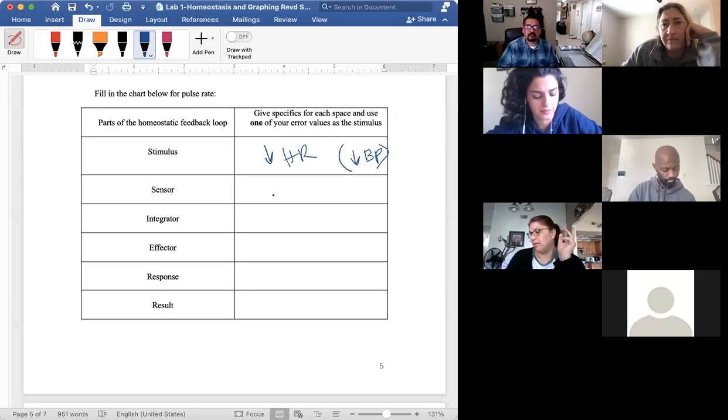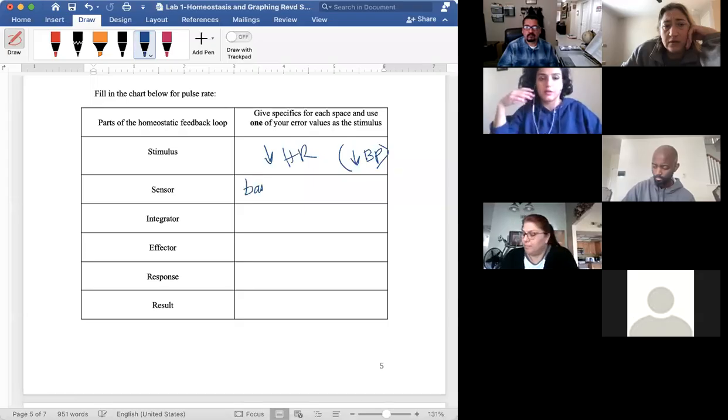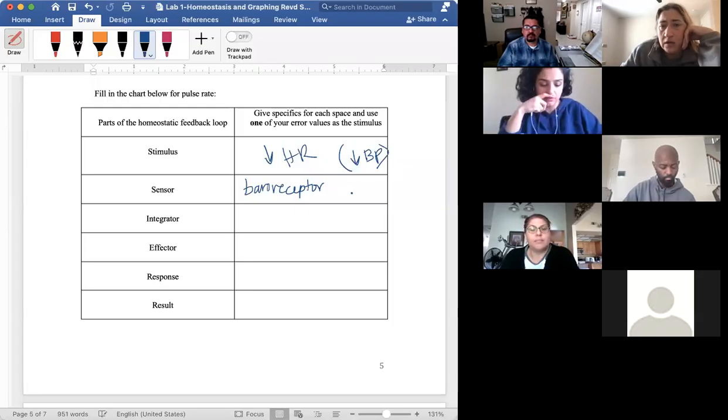The location is the rib. We can take the pulse in the rib. Give me the receptor first. So is it a chemoreceptor? Baroreceptor. Good. So it's a baroreceptor, in the aortic arch and carotid sinus. So we answer all of them or just the baroreceptor? You're going to give me all of them.